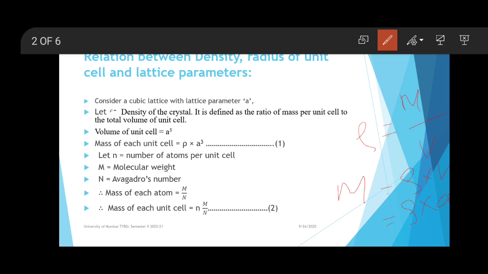6.023 into 10 raised to power 23. That number is called Avogadro's number. So what is the mass of each unit cell? Mass of atom is mass upon Avogadro's number. Then the mass of each unit cell is the number of atoms present in that unit cell multiplied by the mass of that atom divided by Avogadro's number. So n into m upon capital N is called the mass of each unit cell. This is equation number 2.